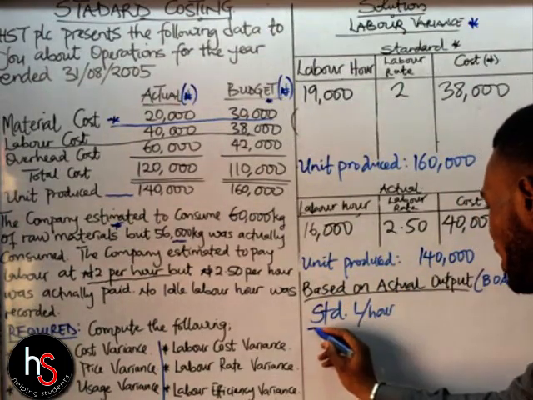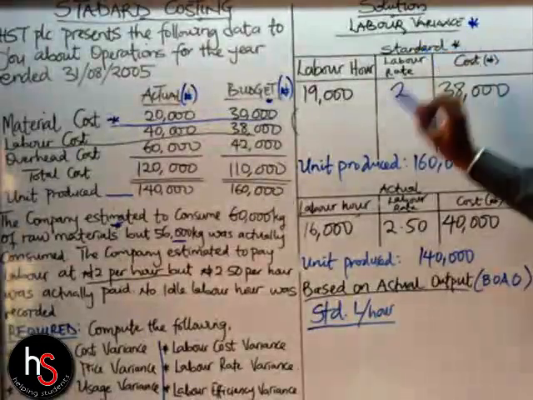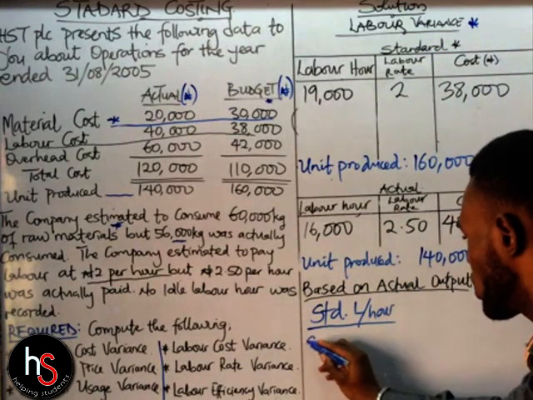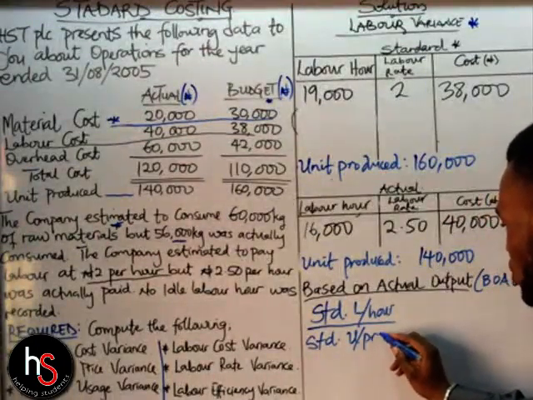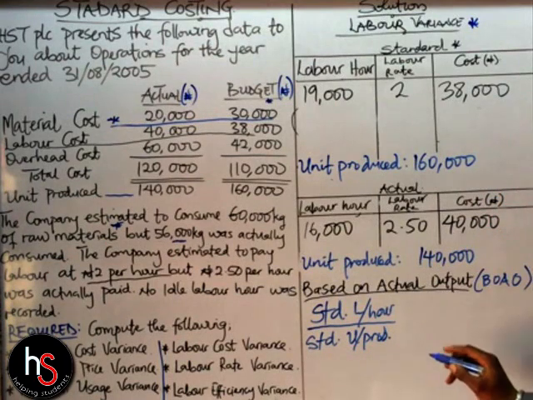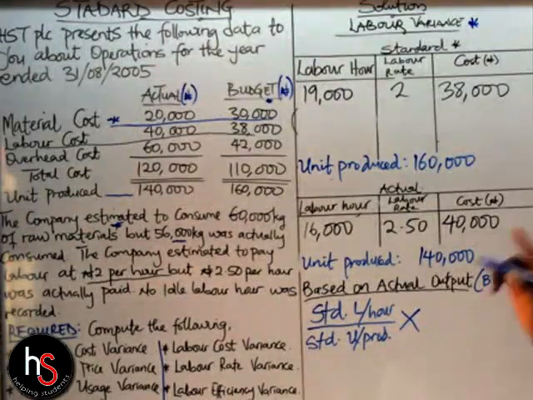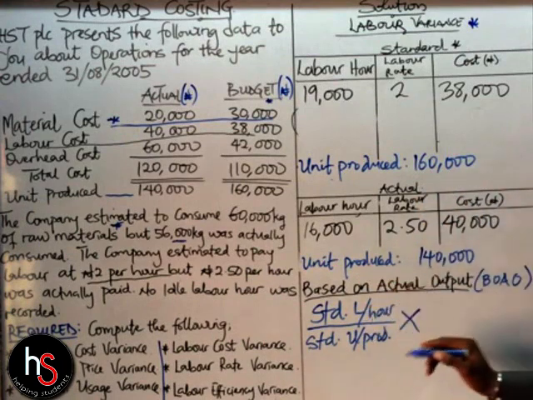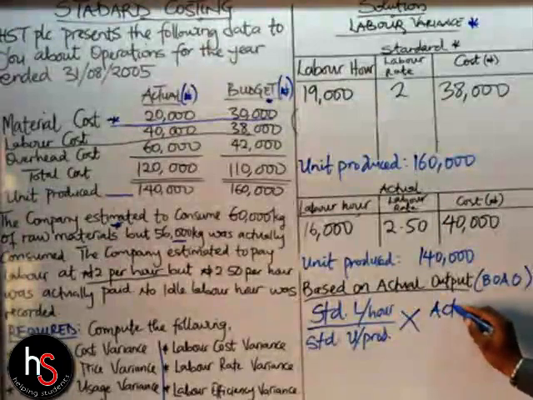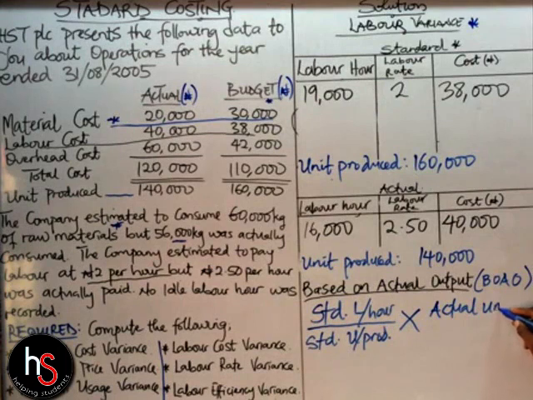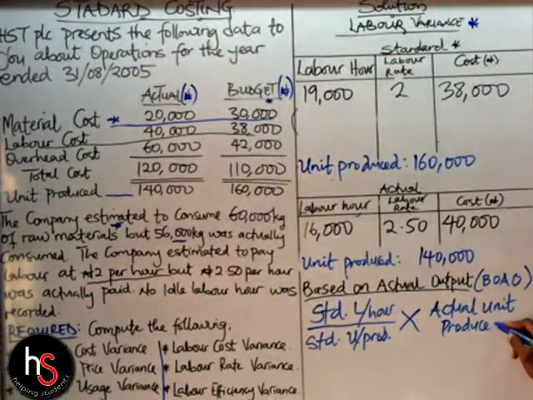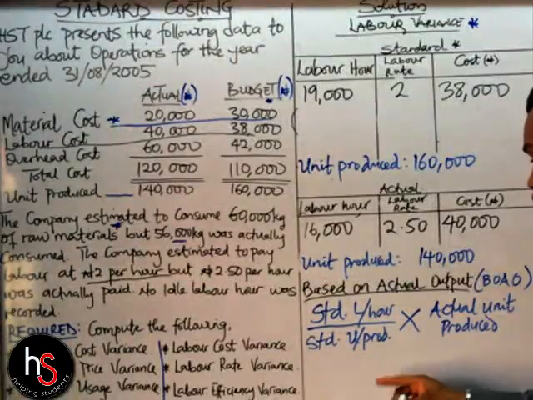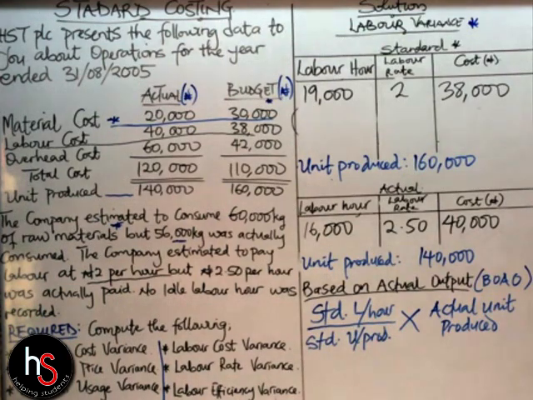Standard labor hour divided by what? The standard units produced. So divide by the standard units produced. Okay? Standard units produced multiplied by the actual units produced. The standard labor hour divided by the standard units produced multiplied by the actual units produced.